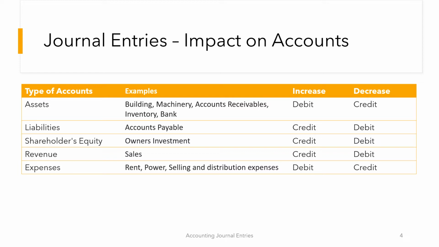And for liabilities in the form of accounts payables, etc., if you have to increase the balances, it is always credit. And the same is the case with shareholders' equity or revenue, where the original balance is credit, and if you have to increase it, you have to credit the liability, shareholders' equity, or revenue. For expenses, it is always debit when you increase the expenses or when you are spending something.